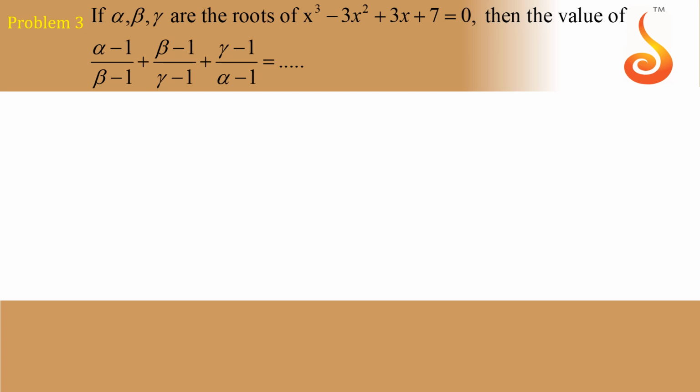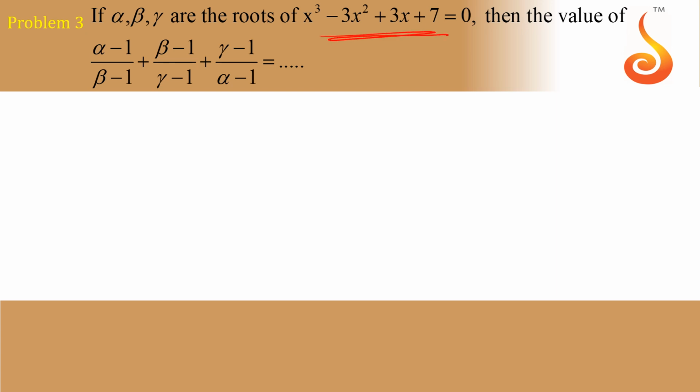If alpha, beta, gamma are the roots of x cube minus 3x square plus 3x plus 7 equals 0, then the value of alpha minus 1 by beta minus 1 plus beta minus 1 by gamma minus 1 plus gamma minus 1 by alpha minus 1 equals dash.